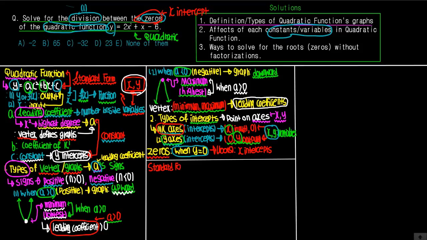What is the standard form? It is the most basic format in our specific function, and that specific function will be our quadratic function. What is the standard form in our quadratic function? y is equal to ax squared plus bx plus c. So from here, we need to think about how we're gonna solve our zeros, our x-intercepts.